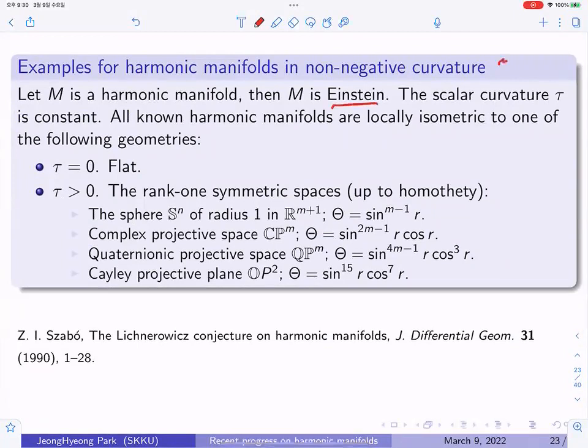If you assume that n is greater than 3, then scalar curvature is constant. So all harmonic manifolds are locally isometric to the following geometries. If tau is 0, then flat; if tau is positive, then rank one symmetric space up to homothety. So spheres of radius 1, the density function is sine to the power n minus 1. Complex projective space is sine 2n minus 1 r cosine r. Quaternion projective space is sine 4n minus r cosine r. The Cayley projective space is the last one.